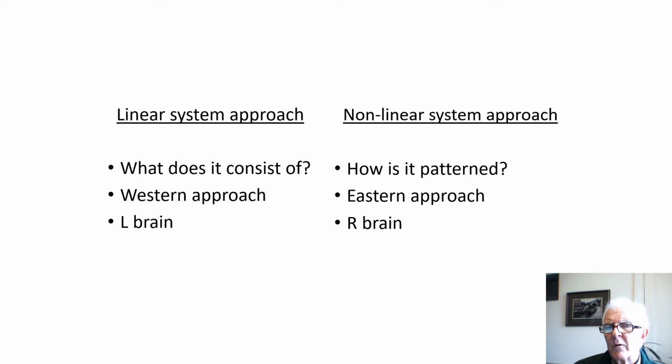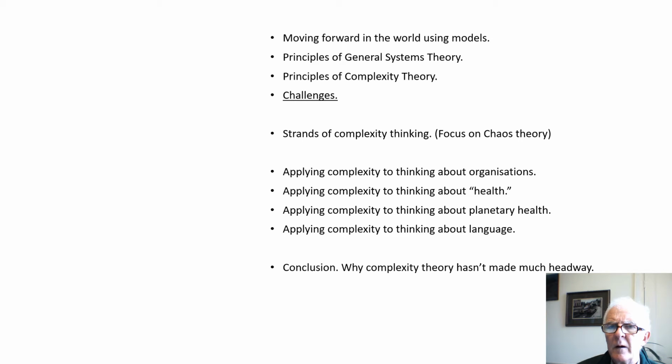You can map it onto left brain. The linear system approach maps very much onto this left brain, right brain. It is said that our right brain is far more sensitized to non-linear patterns. And I know it's a bit of a controversial area, but I think it's useful even as a metaphor. So that is some of the general principles of complexity theory, which we're going to move on to apply.